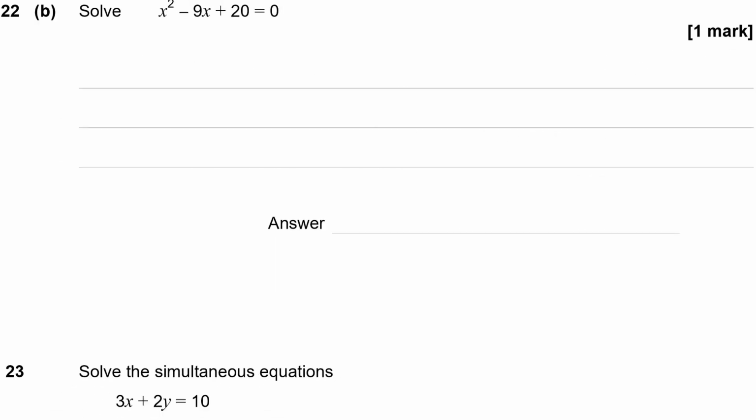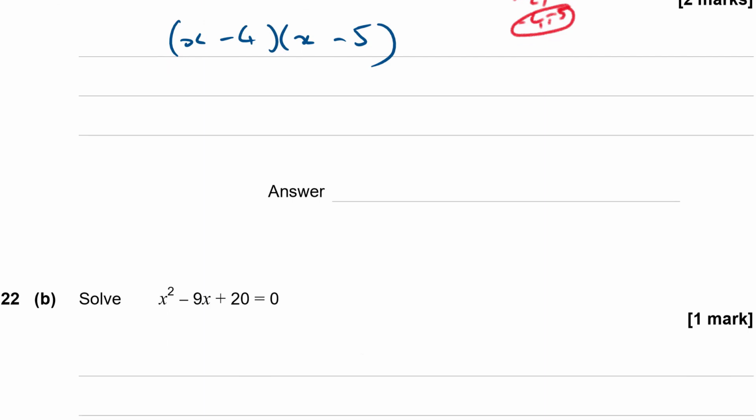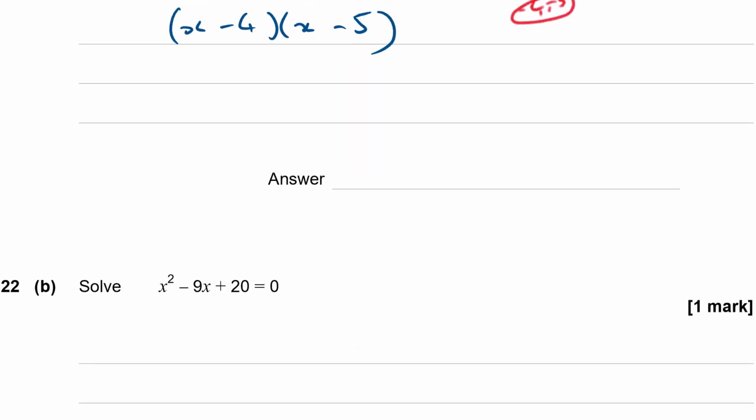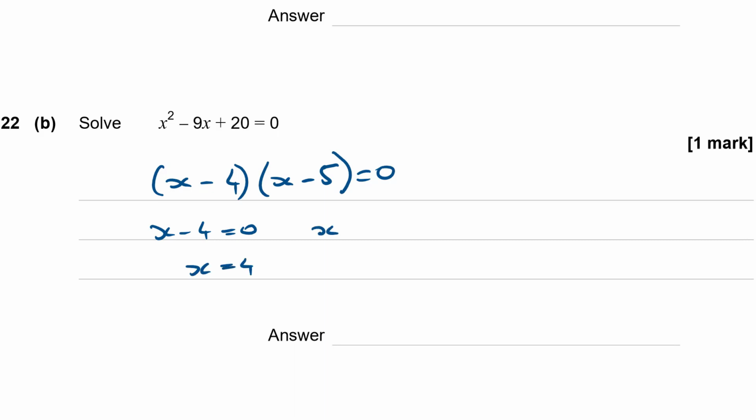Solve x squared minus 9x plus 20 is equal to 0. Now that's the same expression as we've got above, so I can just factorize it the same way. x minus 4, x minus 5 is equal to 0. Now when you have two things that multiply together and give you 0, it means one of them must have been 0 to start with. So either x minus 4 is 0, in which case x is 4, or x minus 5 is 0, in which case x is 5. So my answer is x equals 4, x equals 5.